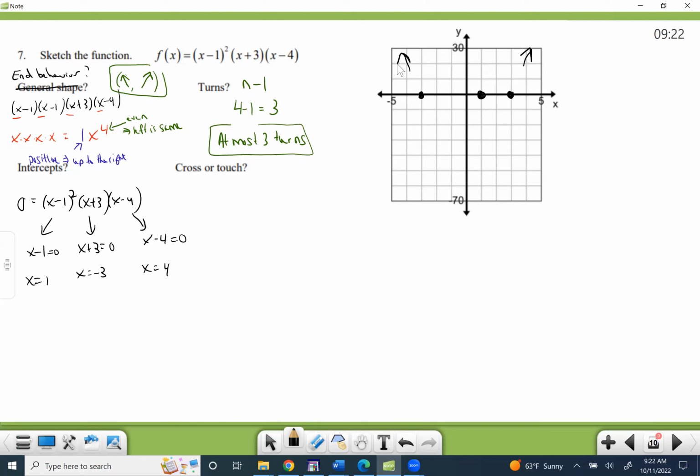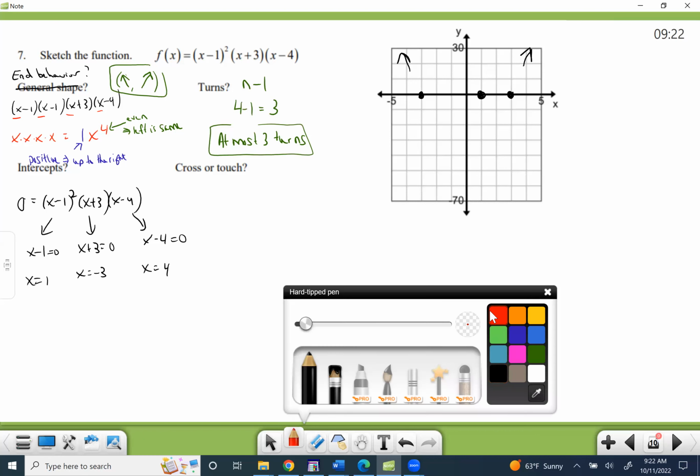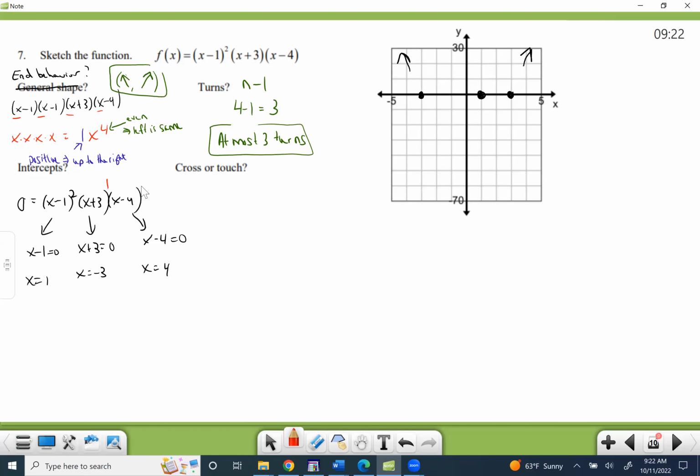Okay. Now we're going to look at our exponents to get the multiplicity, right? So write your exponents, and here's our exponents, you guys. So since the multiplicity is 2, for this one, that implies a touch.